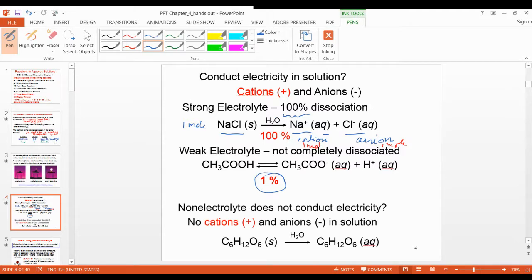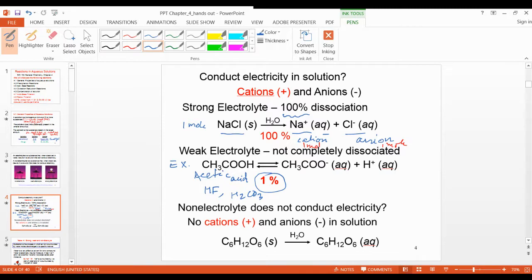But here are some examples of weak electrolytes. This is a weak acid, known as acetic acid. We have many weak acids. Also we have HF, hydrofluoric acid, which is also a weak acid. Also we have H2CO3, carbonic acid. These are all weak acids.